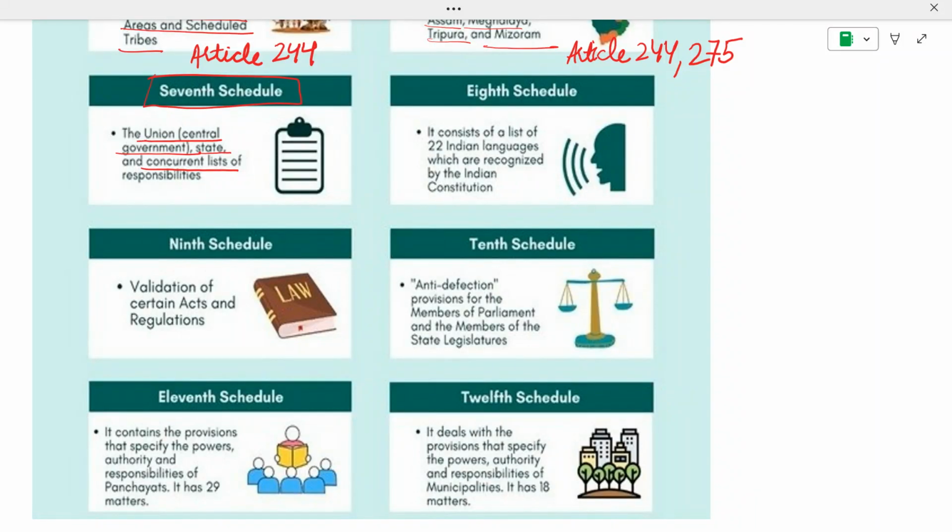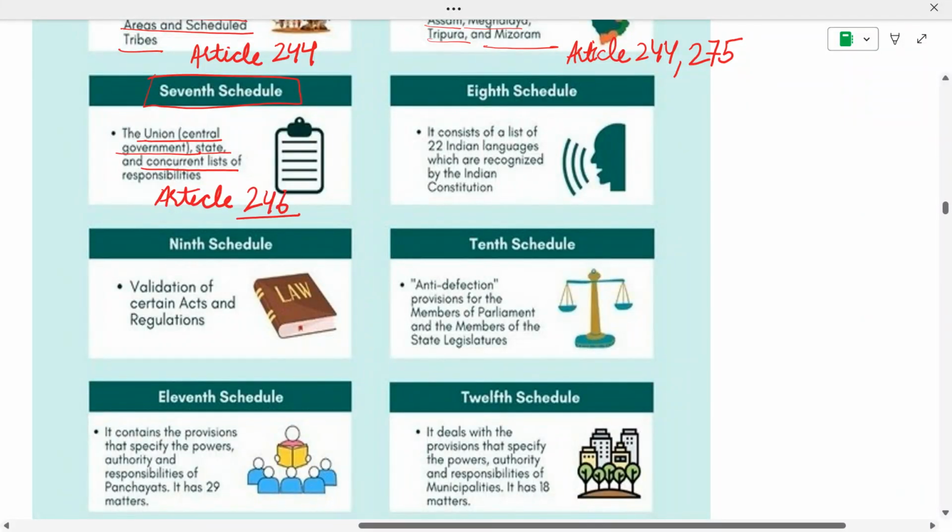For the topics which are included in the concurrent list, laws can be made by both union as well as state legislatures. The article, if we have to talk, is Article 246. So Article 246 contains three lists: union list, state list, and concurrent list, and it is included in the 7th schedule of our Constitution.